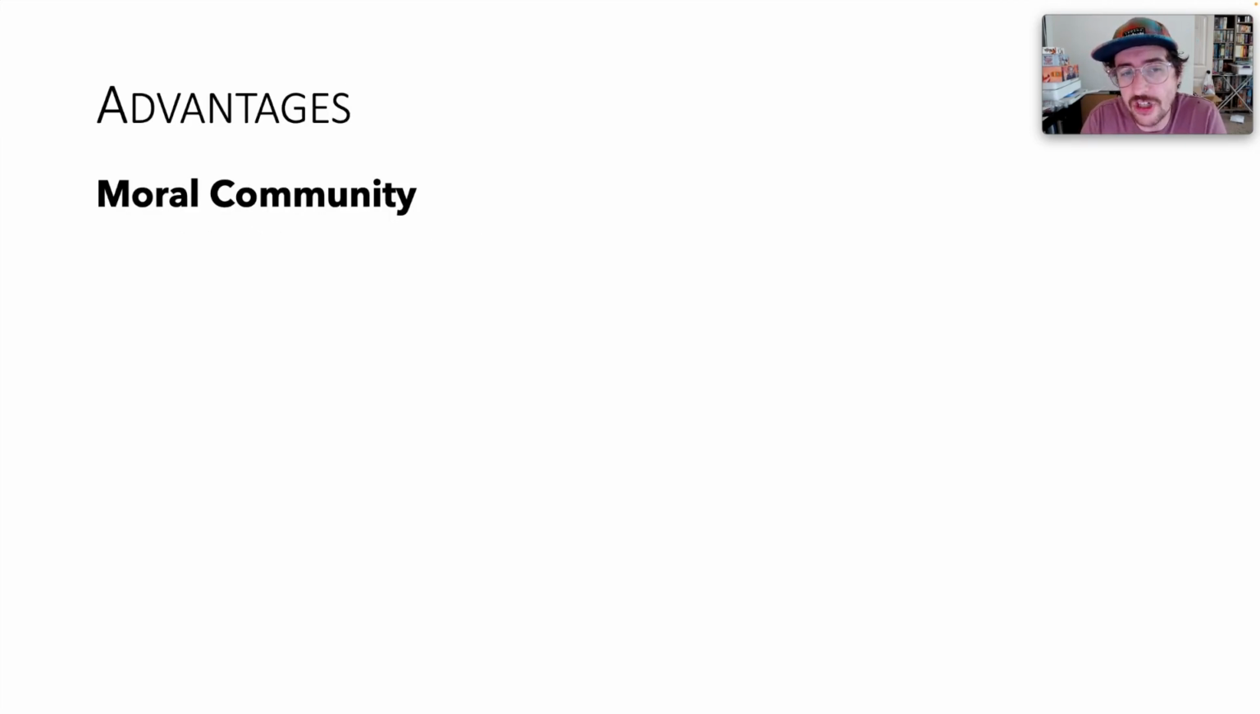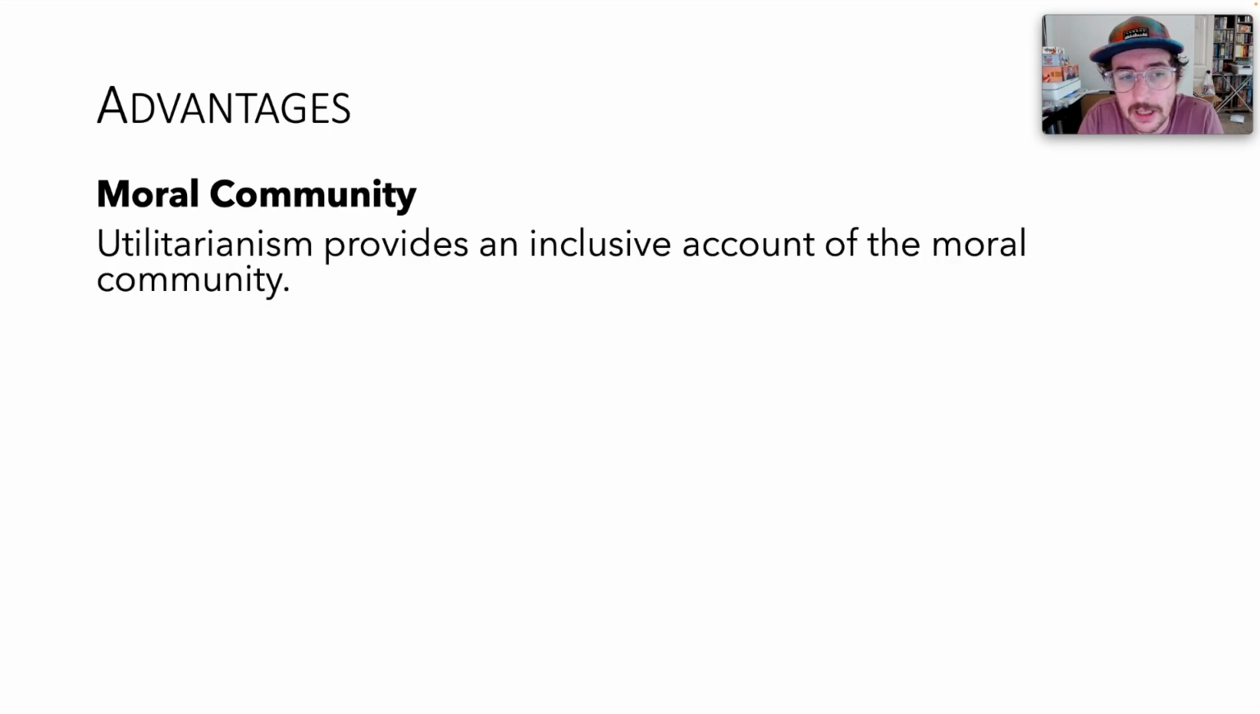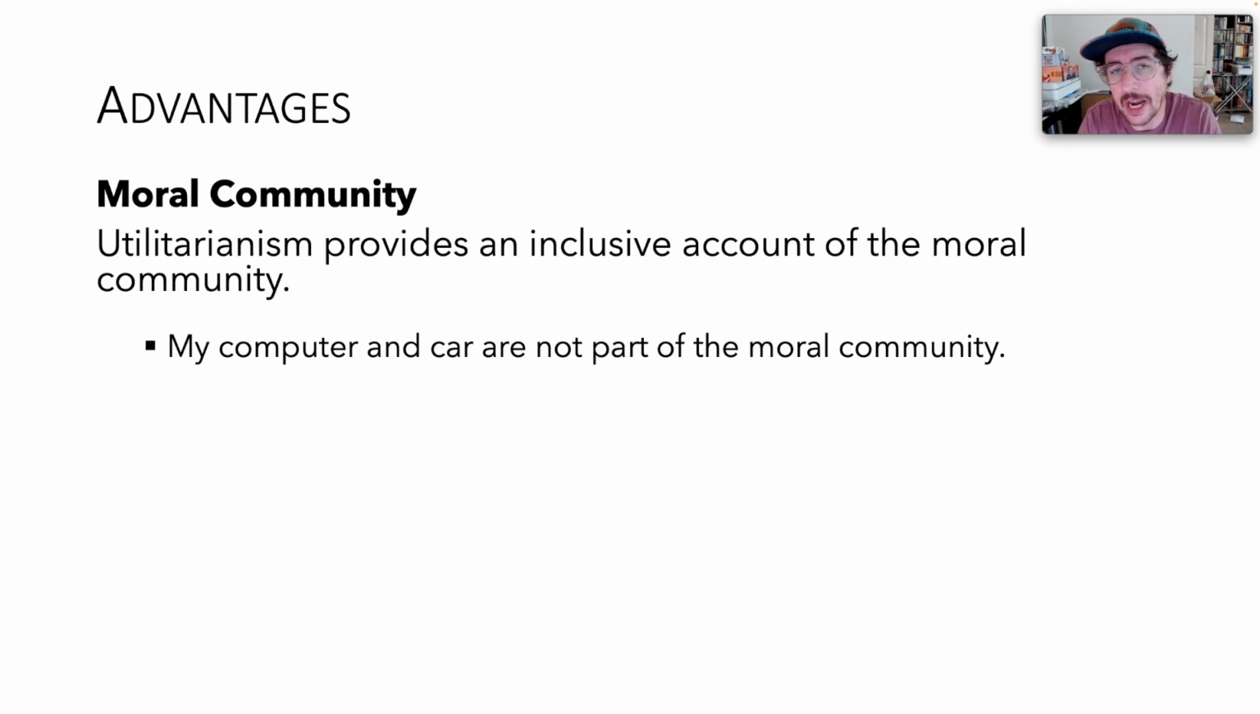A final advantage here concerns what's known as the moral community. Utilitarianism seems to provide an inclusive account of the moral community. And what I mean by the moral community here is, who or what do we need to give intrinsic consideration to when determining the morality of an action? My computer and car are not part of the moral community. So you don't need to give any intrinsic consideration to my computer or my car in trying to determine what the moral or immoral thing to do is.